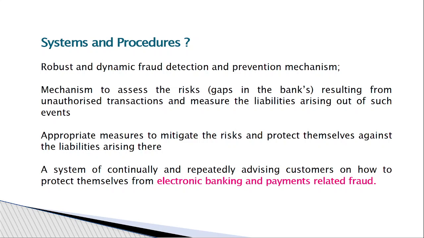For example, robust and dynamic fraud detection and prevention. Detection is finding what fraud has happened. Prevention means before the fraud happens, we want to stop the transaction. There should be a mechanism to assess the risk, and if there is any gap in the present system or software, they'll fix it immediately. If some fraud has happened, they should immediately have some parameters to stop the transaction.